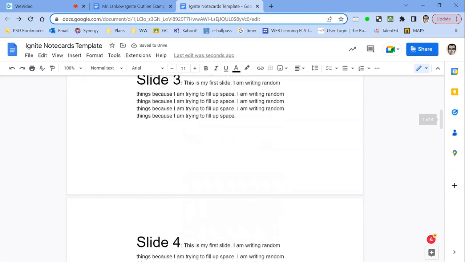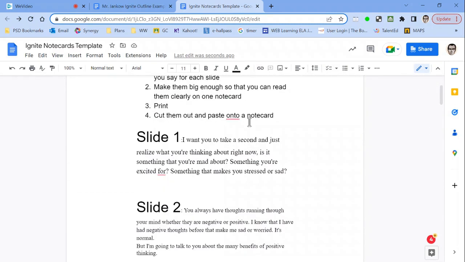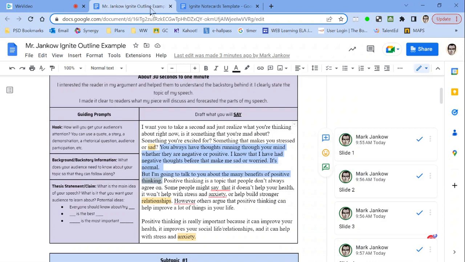So I have all of my slides. Let's pretend that has my whole speech on it. And then I'm going to print. And so I'm going to print that. Once I have it all printed off, I can cut these out, tape them onto a note card. And now I have note cards that are ready to go that match up with my speech. They match up with my slides, and I'll be ready to practice and get going on the next part when we start making our slides and then practicing slides. I'll have my note cards ready to go.